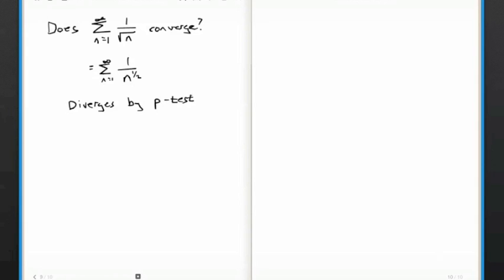Now let's look at one that's a little trickier. How about, does the sum n equals 2 to infinity of 1 over n times the natural log of n converge?